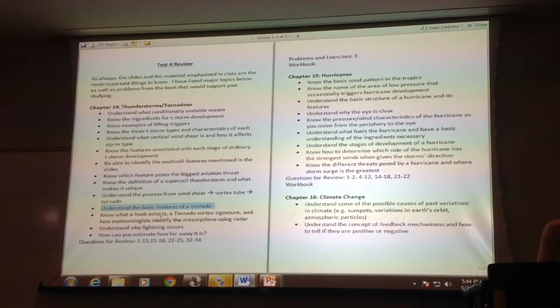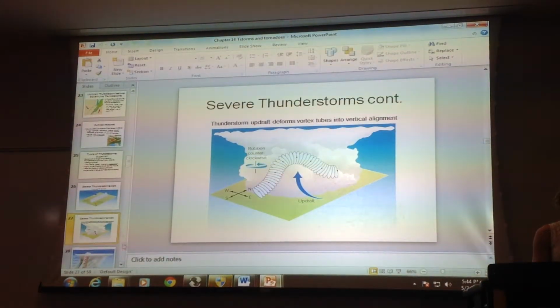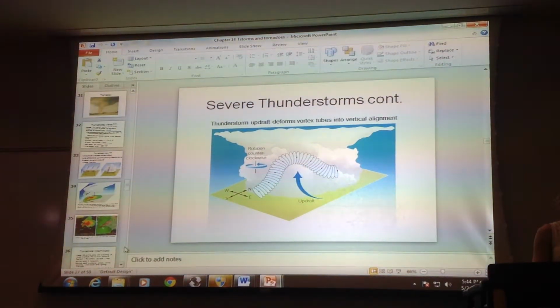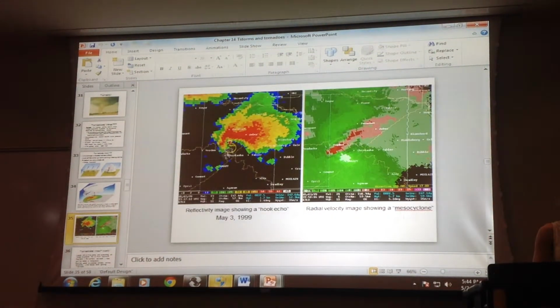Understand the basic features of a tornado, know what a hook echo is, what a tornado vortex signature is, and how meteorologists identify the vortex and the mesocyclone using radar. So let's look at the hook echo. Why is it called an echo? It comes from a radar echo. So the hook echo is just an echo that looks like a hook.